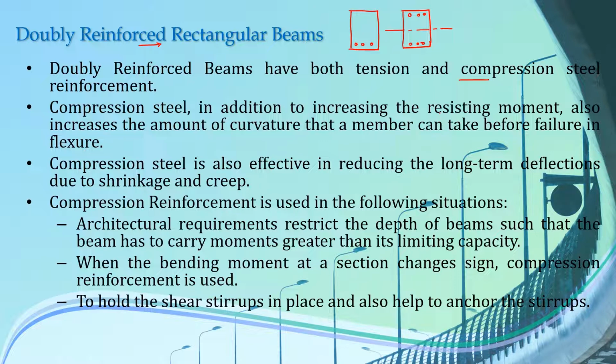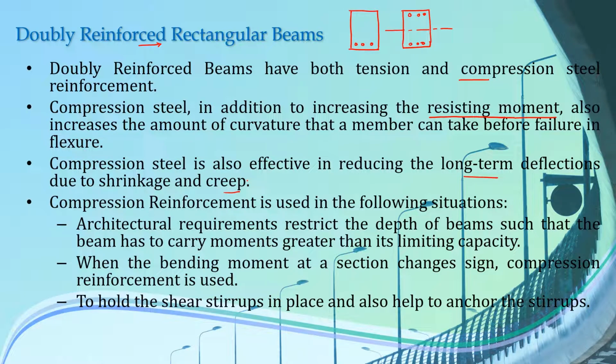Compression steel, in addition to increasing the resisting moment: the addition of compression steel in rectangular beams increases the resisting moment of that beam by a very small amount. But the primary thing is that compression steel increases the amount of curvature that a member can take before failure in flexure. And compression steel is also effective in reducing the long-term deflections due to shrinkage and creep.